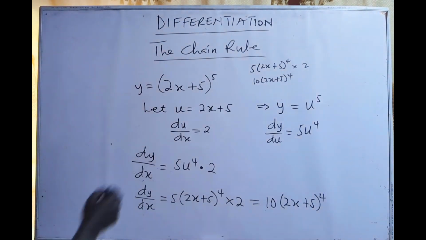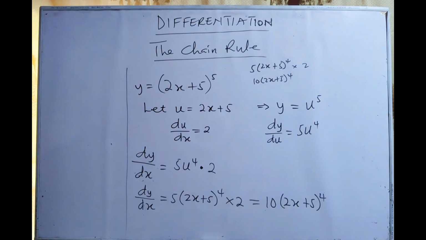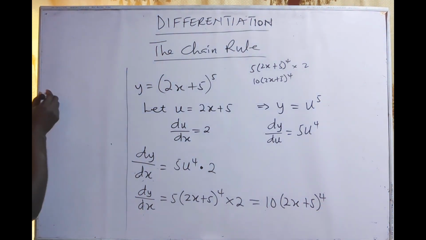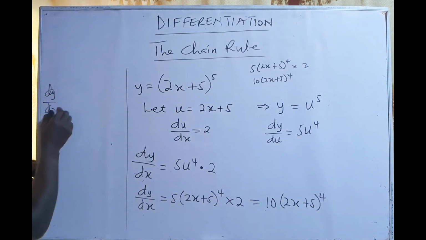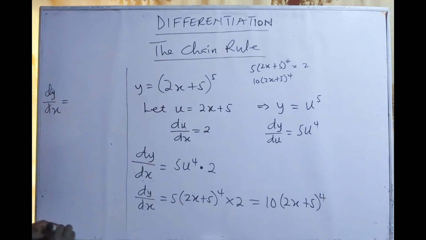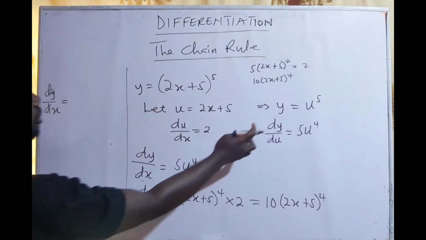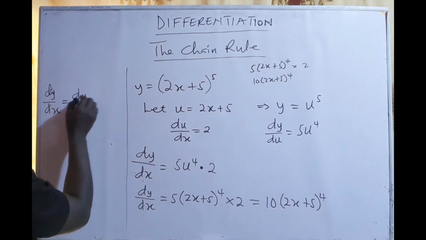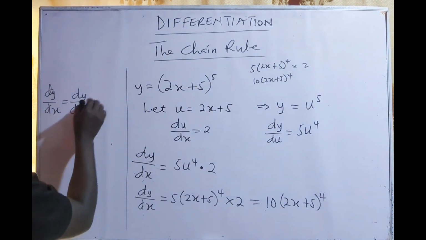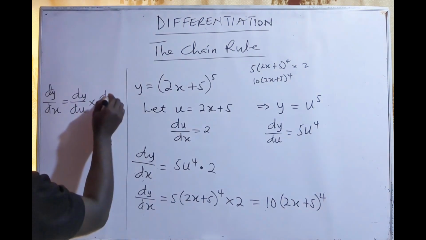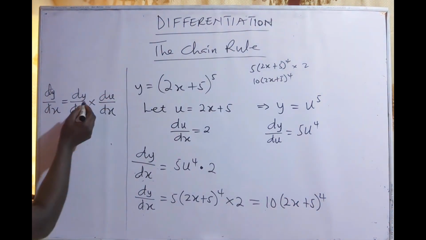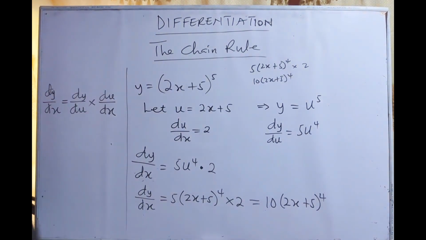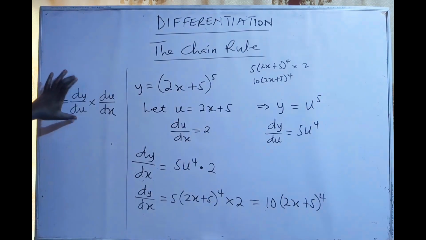You see that? So out of this we can get our chain rule formula, which is dy on dx to be equal to what? When we differentiated this, we multiply dy over du by du over what? dx. So that if I cancel du by du, I'll get dy on dx. So this is the chain rule formula.